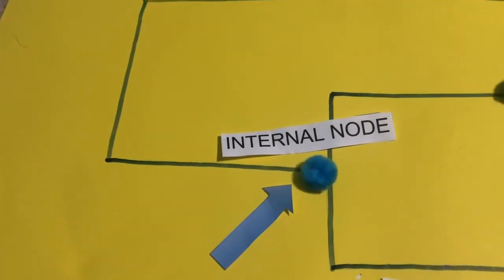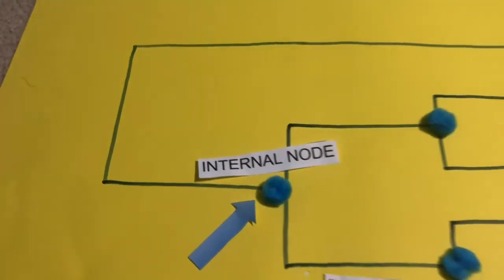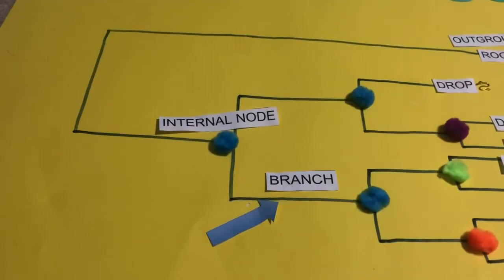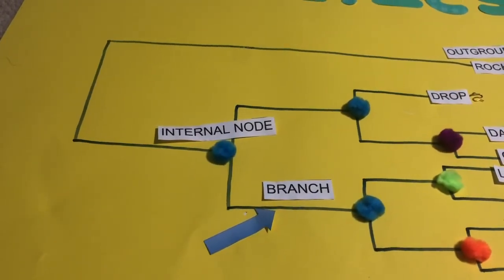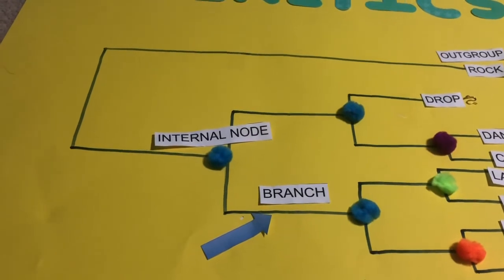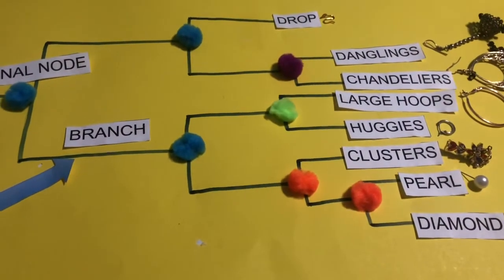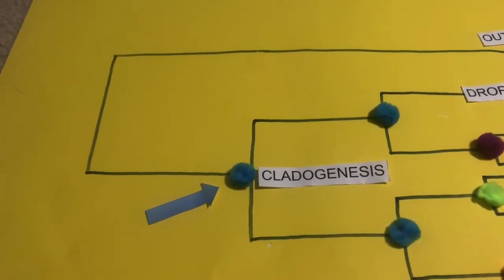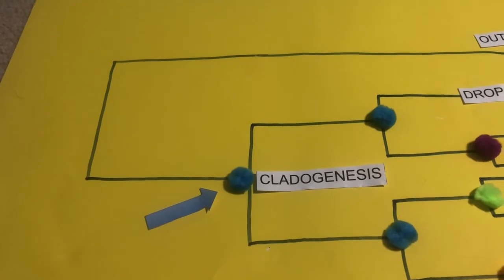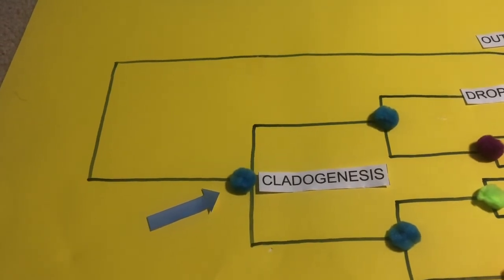So the internal nodes represent a common ancestor in the following branches. The branch length represents the evolutionary time between the nodes, and so the shorter branches, like this one, are more closely related. This is also where we can see an example of cladogenesis, which is where one species branches off into two or more separate species.